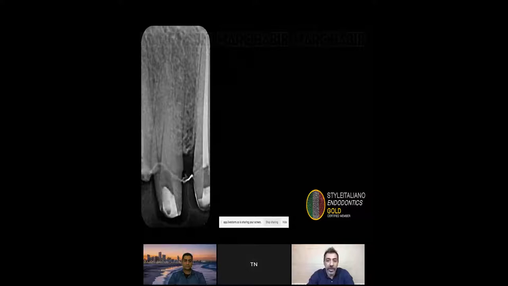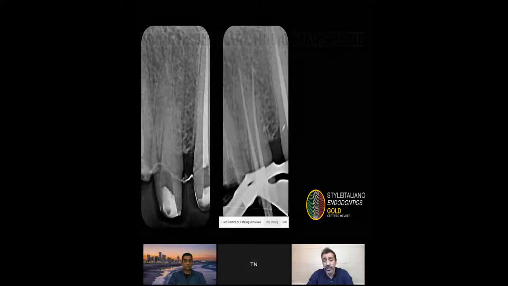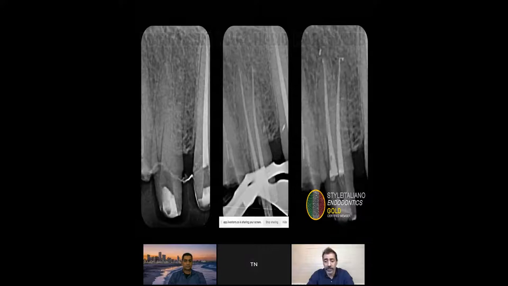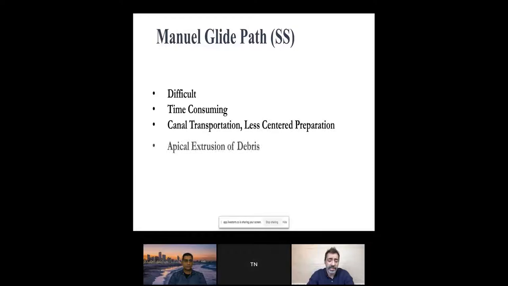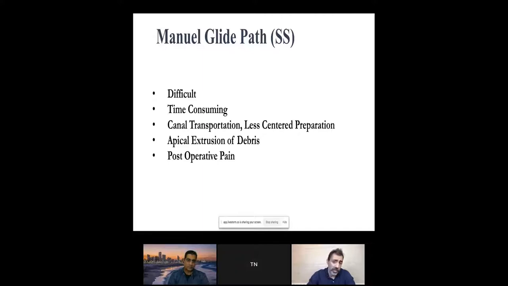Usually we are using stainless steel hand files, 8, 10, and 15, to try to manage the patency and do the manual glide path. Once we have the patency and we secured our glide path, we can shape, confirm, and obturate the case at hand. The manual glide path done with stainless steel files is difficult, time-consuming, with a risk of canal transportation, which will give us a less centered preparation. As well, when we are doing our watch-winding movements and our push-pull movements, we are extruding some debris to the periapical area, which will eventually cause some post-operative pain.